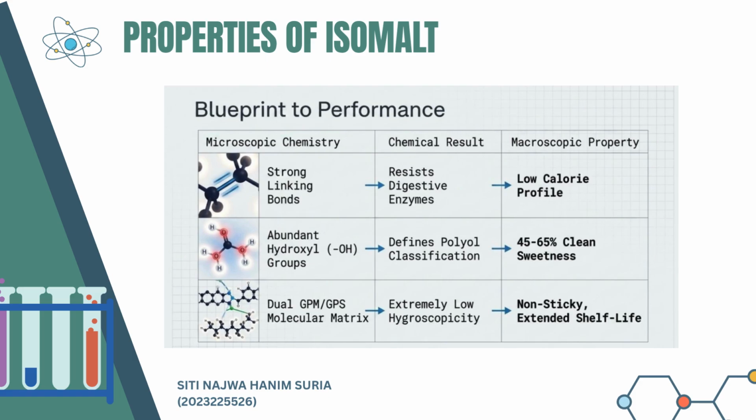This table summarizes my findings by connecting microscopic chemistry to macroscopic properties. Strong linking bonds allow isomalt to resist digestive enzymes, resulting in a low calorie profile. The abundant hydroxyl groups define it as a polyol, providing that clean sweetness. Finally, the dual GPM-GPS molecular matrix creates the extremely low hygroscopicity that ensures products remain non-sticky.